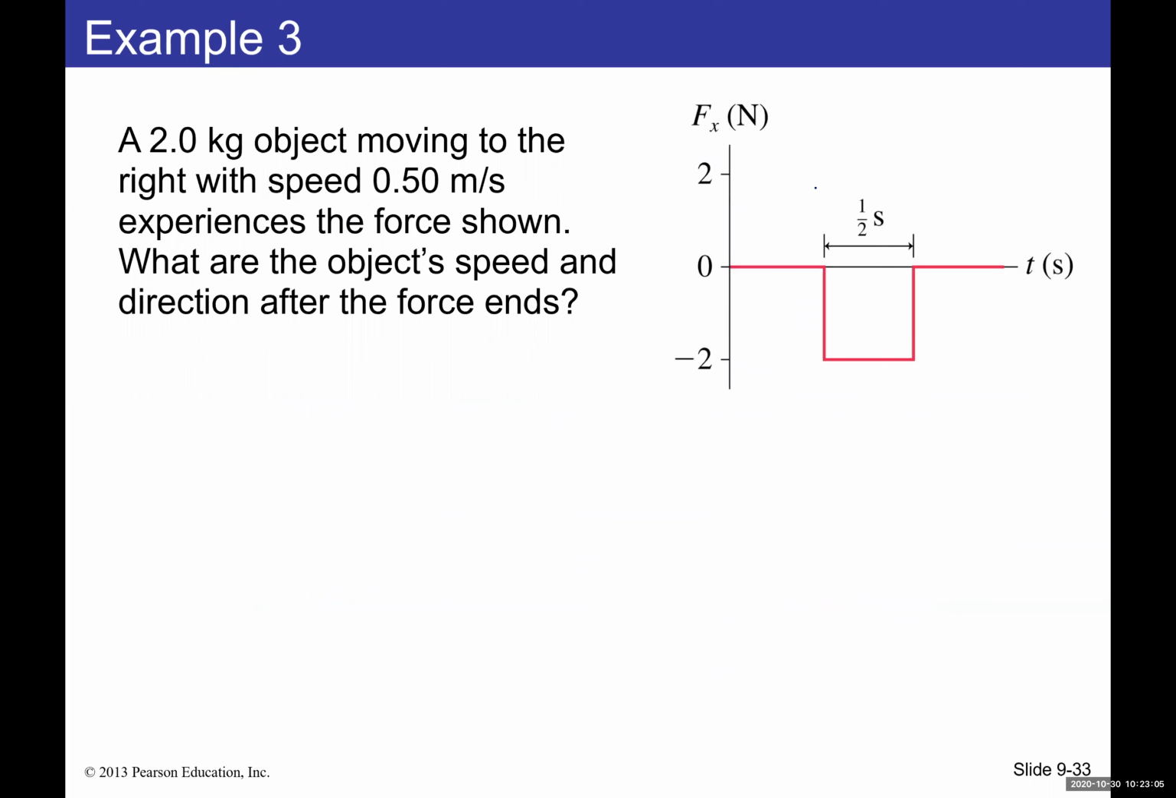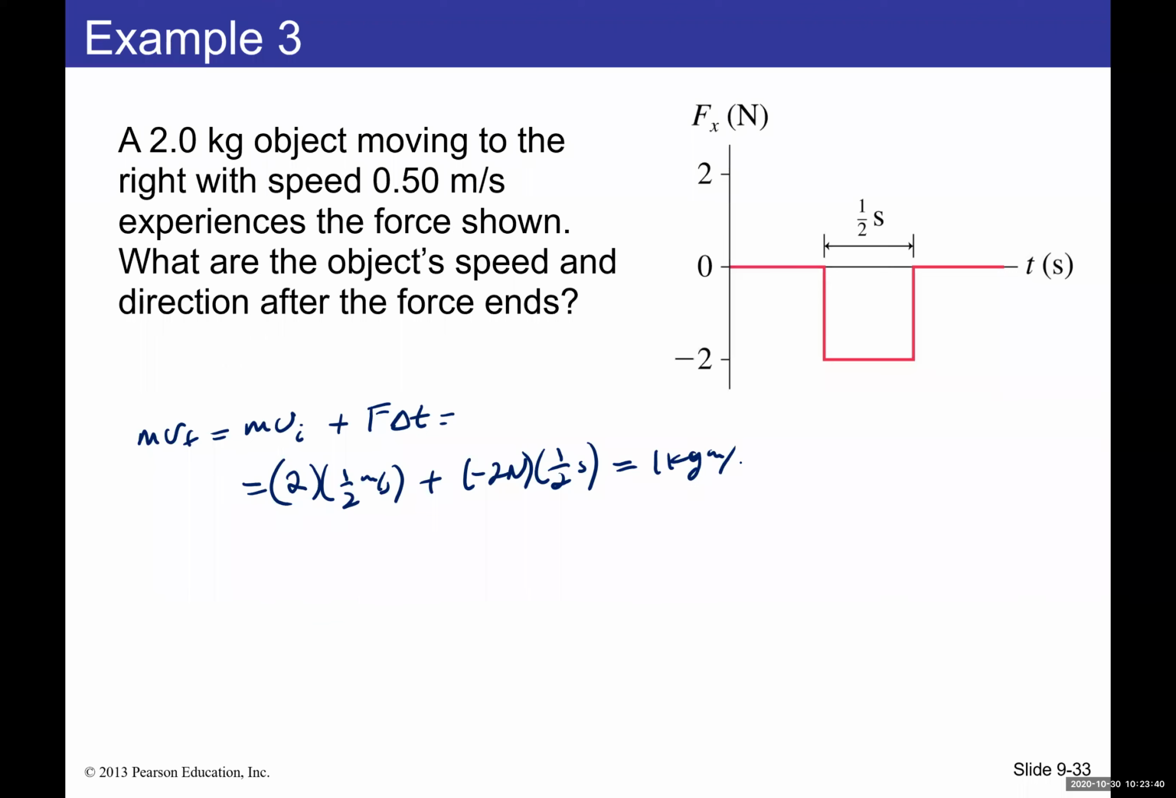Here's another example. Basically the same conditions, but this time the force is given with this diagram. All right, so let's see what we have. Again, we can say m v final equals m v initial plus f delta t. So we can calculate this again. It's 2 times 1/2 meter per second, plus now the average force is negative 2 newtons times 1/2 second. Then what I get here is 1 kilogram meter per second from here, minus 1 kilogram meter per second from there, and that equals 0.